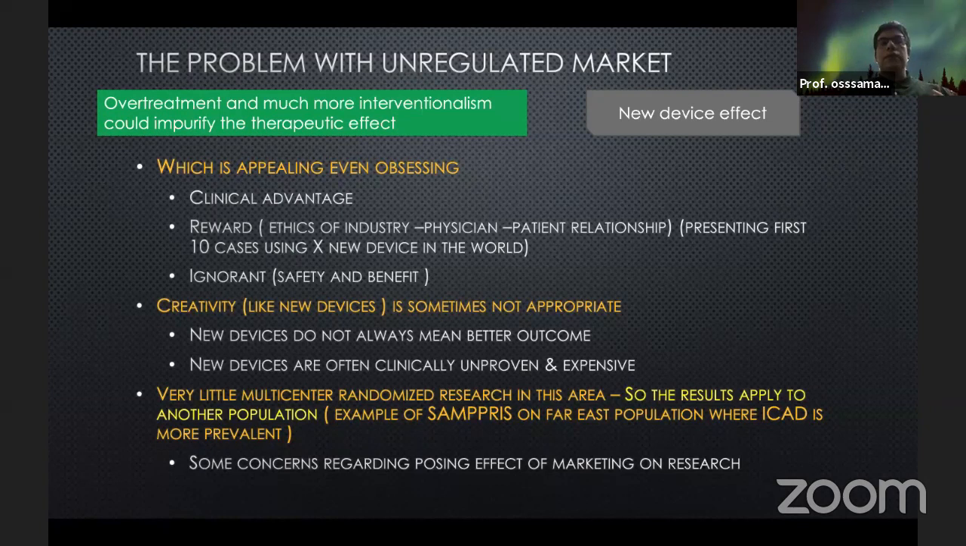And sometimes this can be due to different factors. One of them is appeal, which can even reach obsession. The new device is a new hope, and this hope can solve great problems in this part of the world, so practitioners try to use this new device and overuse it. Also, creativity sometimes needs to be appropriate, and this new device is introduced to this market before it has been tested in a proper way in the original country. So we can use a new device without any safety profile or any efficacy profile on our patients, and at the end of the day, we can kill the practice.